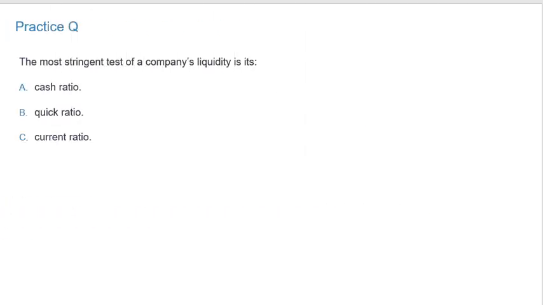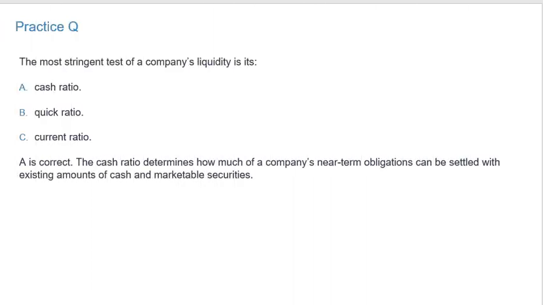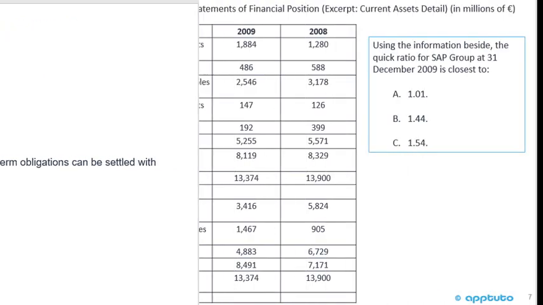A quick practice question to check our understanding. The most stringent test of a company's liquidity is its A, cash ratio, B, quick ratio, or C, current ratio. That should be an easy one. A is correct. The cash ratio determines how much of a company's near-term obligations can be settled with existing amounts of cash and marketable securities.